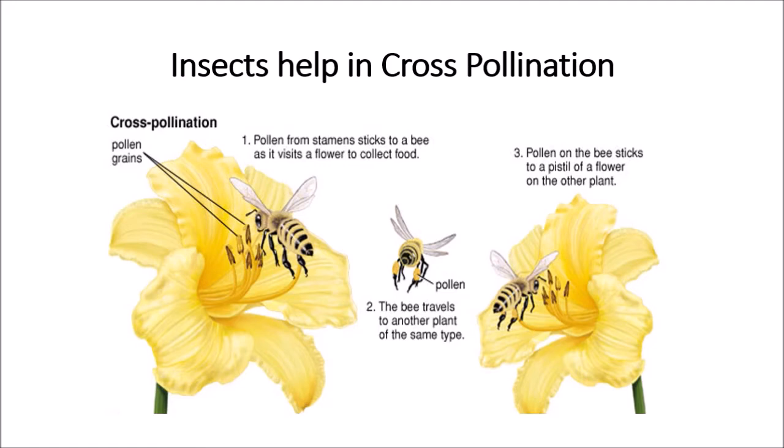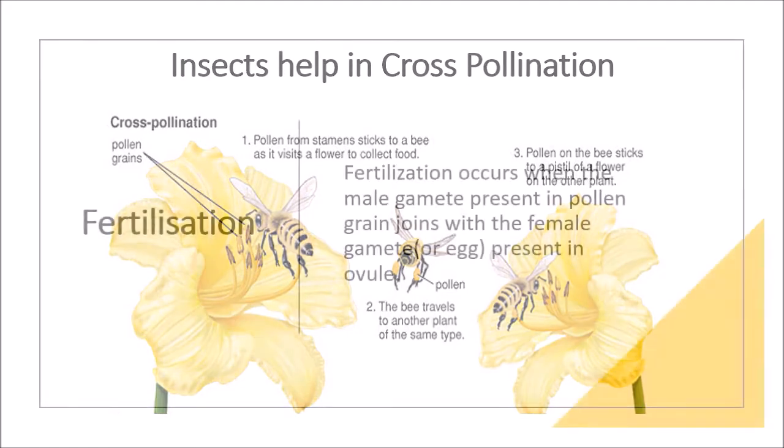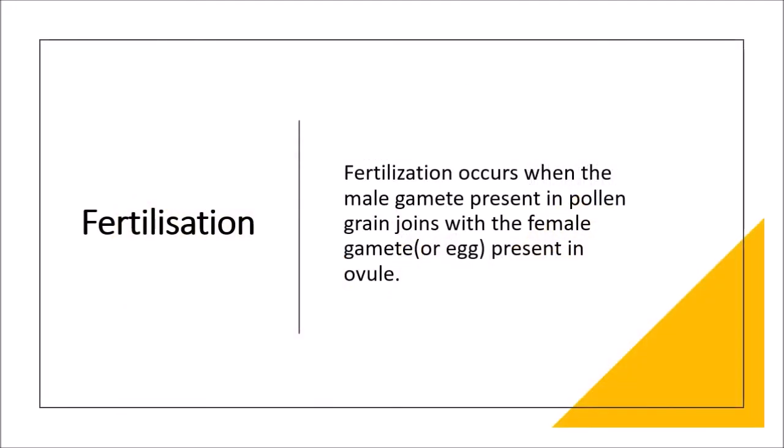Next, we move ahead to fertilization. What is fertilization? Fertilization is actually the fusion of the male and the female gametes. The process of fertilization occurs when the male gamete present in the pollen grain joins or fuses with the female gamete or egg that is present in the ovule. This is fertilization.